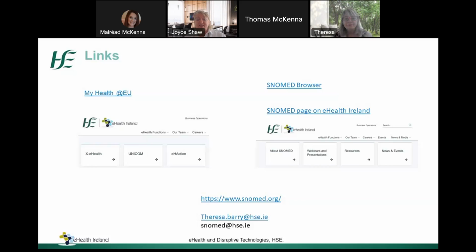So SNOMED CT and LOINC were included in the laboratory care settings on slide 11. Should both be used, or is the LOINC for lab and the SNOMED for specimens and diagnostics? Yeah, great question. So that was a debacle that was going on for quite a while.